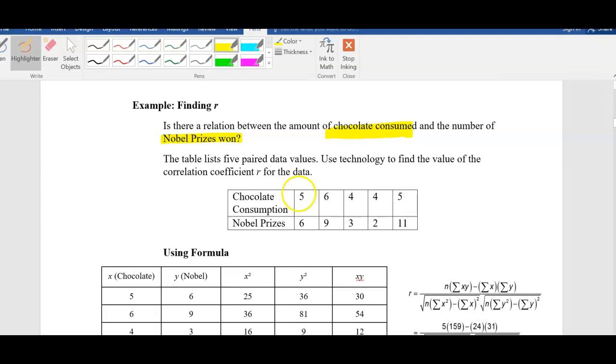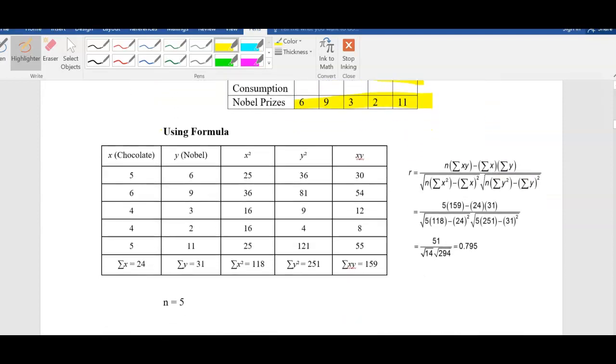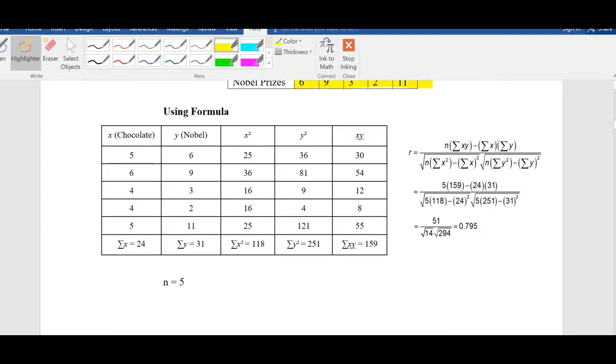So chocolate consumption is 5, 6, 4, 4, and 5. How many Nobel Prizes are won are 6, 9, 3, 2, and 11. I want to know if there's a linear correlation between these two. Now, if I was going to do it by hand, X would be your chocolate and Y would be our Nobel.